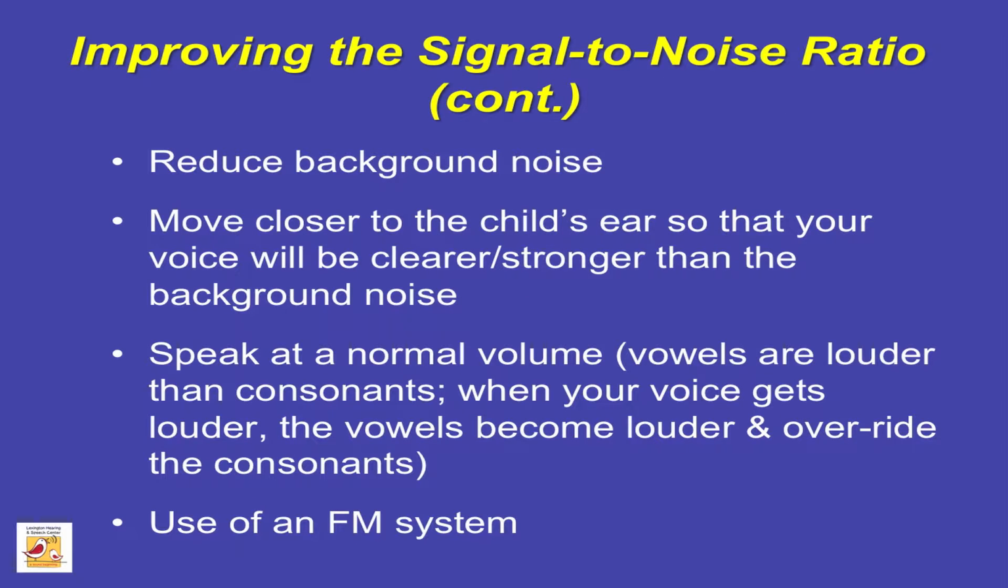How can you improve the signal-to-noise ratio? First, you can reduce background noise. Then move closer to the child's ear so that your voice will be clearer or stronger than the background noise. Remember to always speak at a normal volume. Vowels are louder than consonants. When your voice gets louder, the vowels become louder and override the consonants. And the use of an FM system is important.